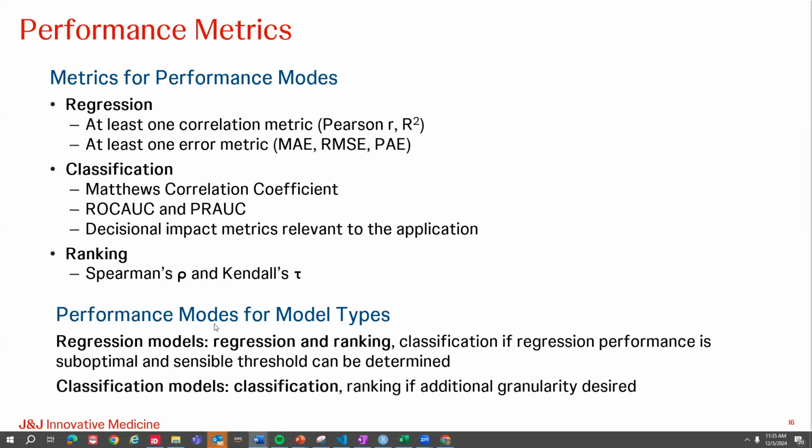recommended modes for the different types of models. So for regression models, we recommend both regression and ranking mode, and classification if your regression performance is suboptimal and you have a sensible threshold. For classification models, we recommend evaluating as classification and then ranking if additional granularity is desired.